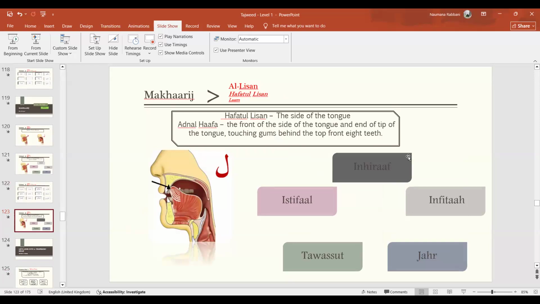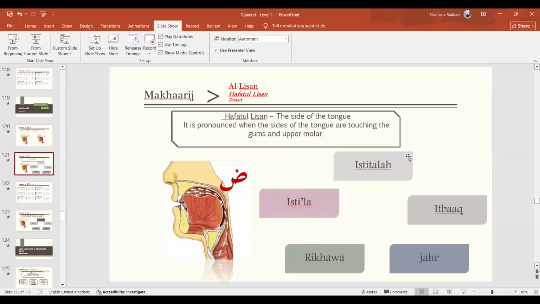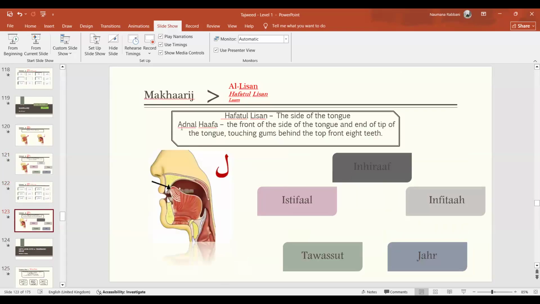Okay, hafatul lisan. Now, ض is the entire tongue, but lam is just the front. Even though it shows sort of a tip of the tongue, it's not quite the tip of the tongue. It's the side of the entire front half of the tongue. Not exactly, if you start measuring it, but it's quite a large area and it touches behind the 8 teeth, the gums behind the 8 teeth.